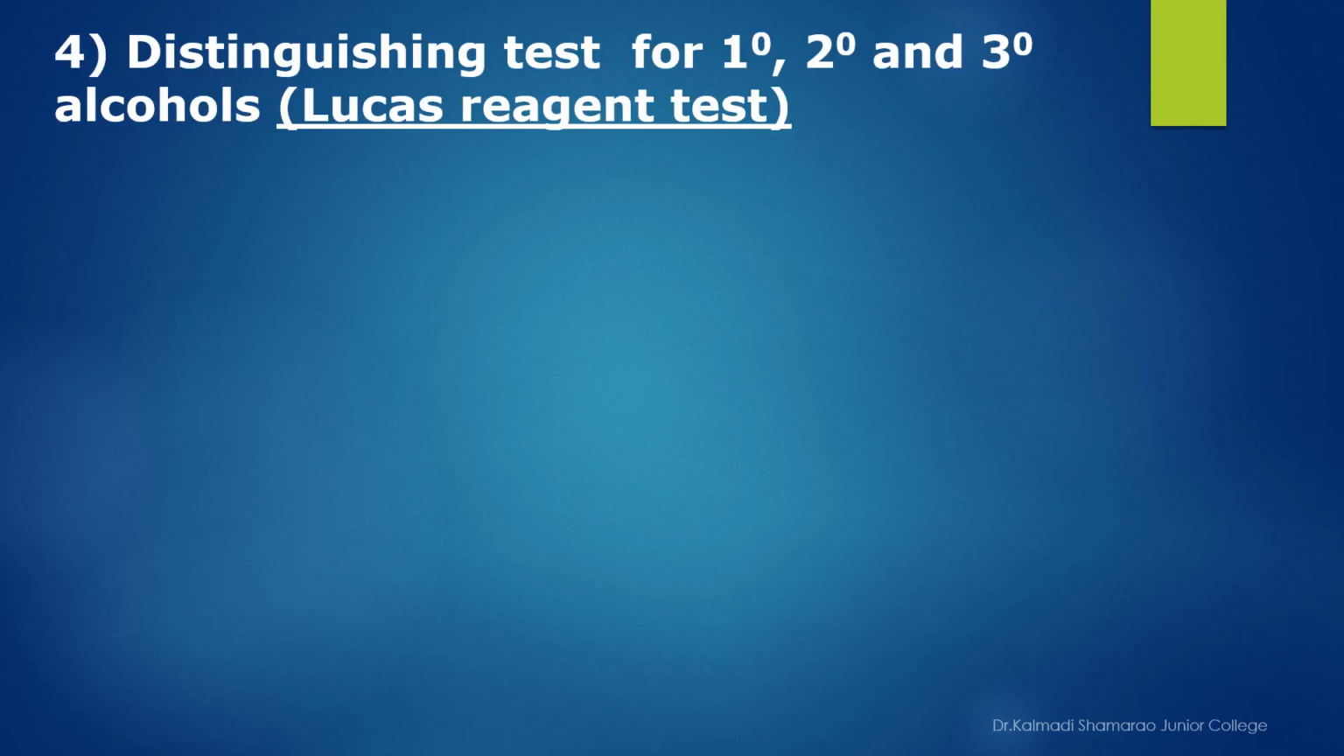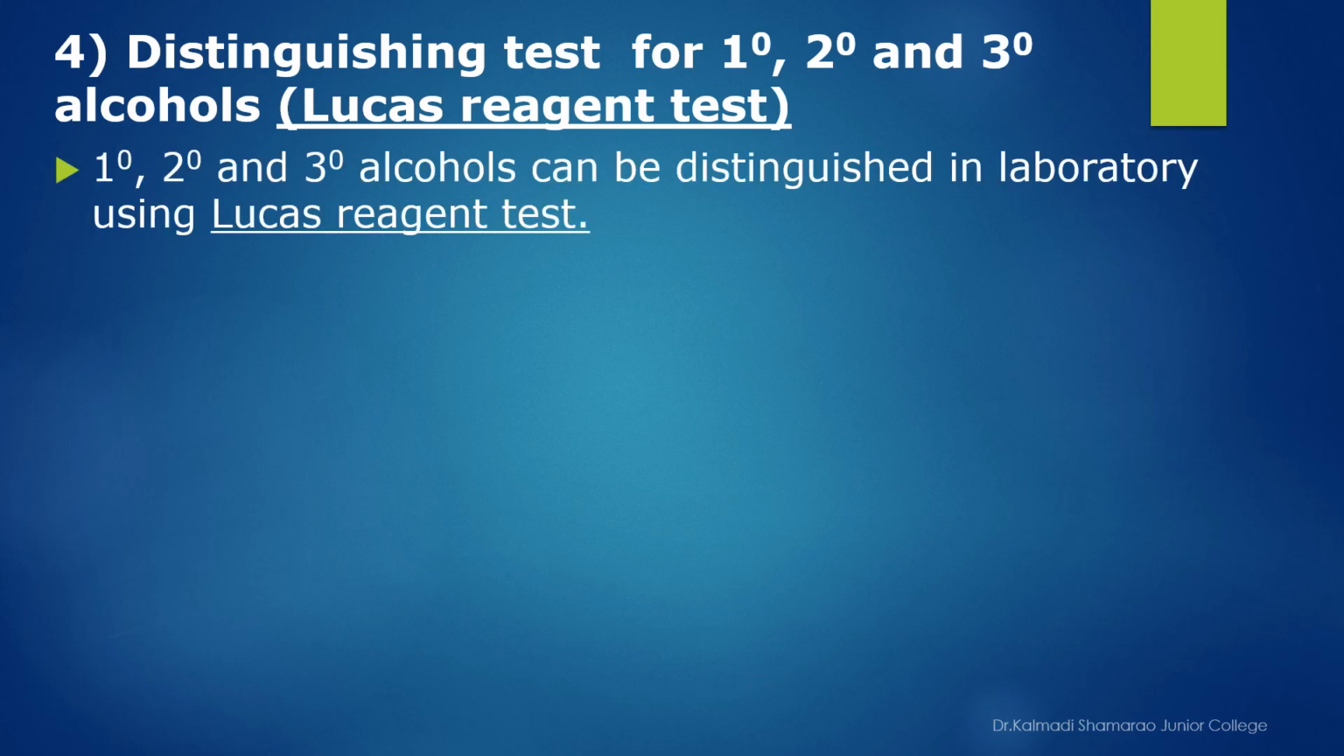Fourth, distinguishing test for primary, secondary and tertiary alcohols using Lucas reagent. Primary, secondary and tertiary alcohols can be distinguished in the laboratory using the Lucas reagent test. Alcohols of different classes can be distinguished on the basis of their reaction rate with a 1:1 mixture of HCl plus ZnCl2, that is, Lucas reagent.